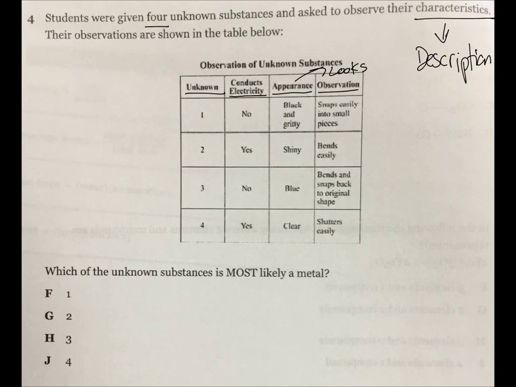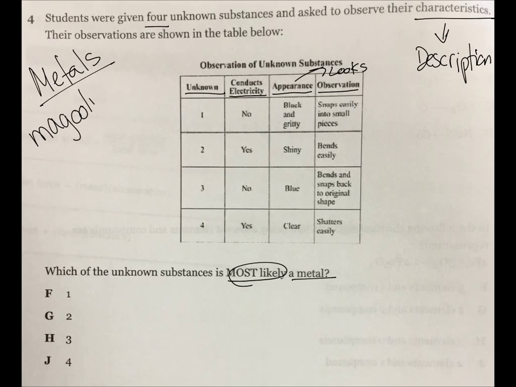So it says, which of the following unknown substances is most likely a metal? So let's think to ourselves. When we're talking about metals, what strategy do we use for metals? Great job. We use Magoo-Doo. So all metals are malleable, meaning it can bend easily. You can hammer it and it won't break.